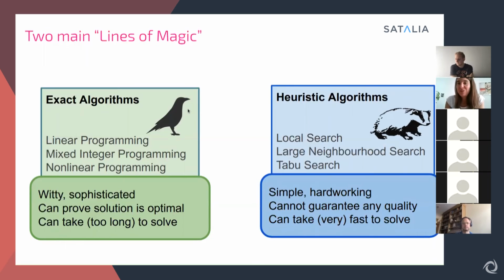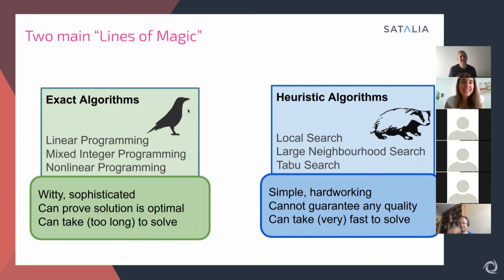So is there anyone here who knows why there is a raven with the exact algorithms and a badger with the heuristic algorithms? Okay, I guess there are no Harry Potter fans around, or they don't want to out themselves, but that's fine.